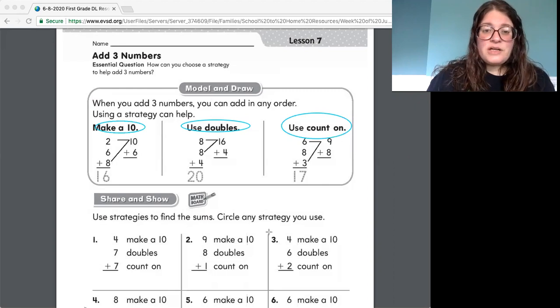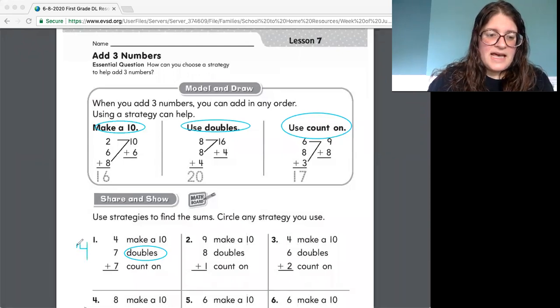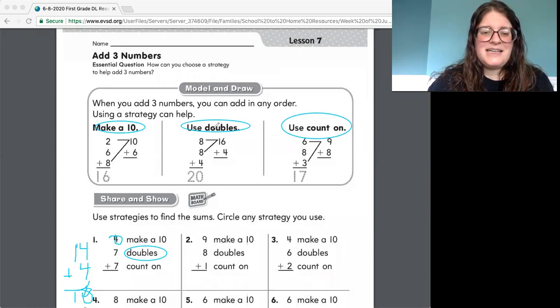So as you're working through these problems, I want you to look and see, what would you choose? If I notice this one, I see, ooh, I see 7 and 7, that makes the double. And so that's going to make the number 14. And then if I want to add the last number to it, there's a 4 left over. So 14 plus 4 is going to be, oh, look at that, another double. 4 plus 4 is 8. And I bring down the 1. Sorry for my handwriting. And that's 18.